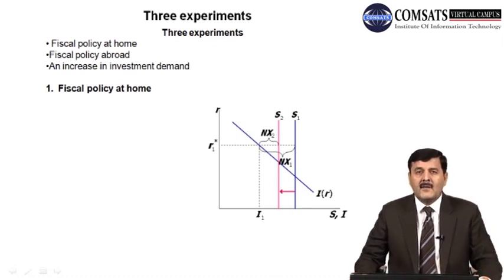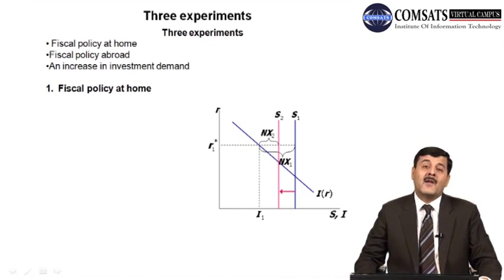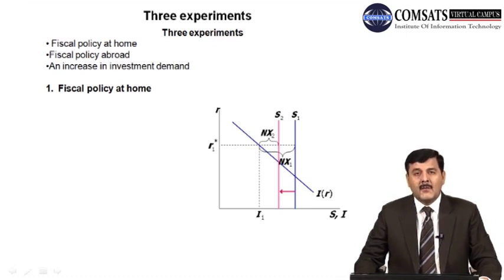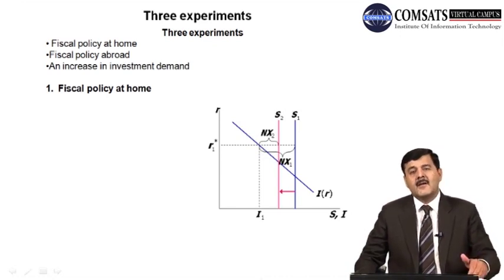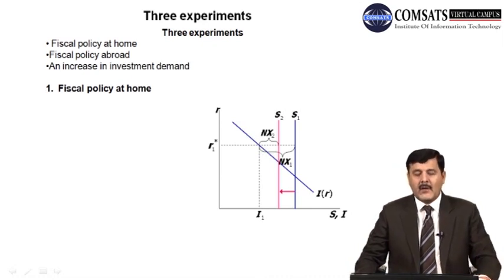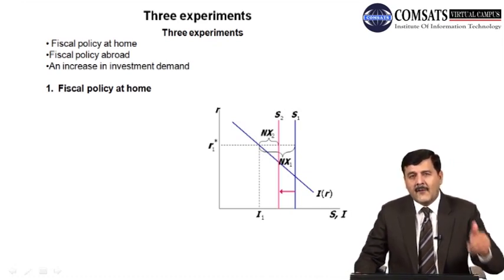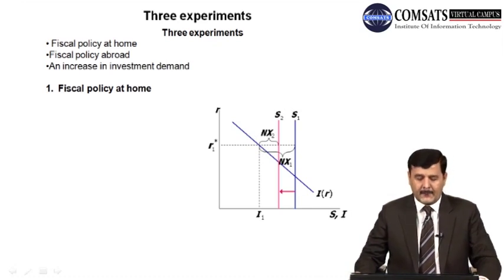And the third experiment jiski hum baat karenge, that is increase in investment demand. If there is an increase or change in investment demand, what will happen to the loanable funds market? To teen experiments ka effect dekhenge hum loanable funds market pe. Pehla kya hai? We'll talk about the effect of fiscal policy at home, then fiscal policy abroad, and the third is increase in investment demand. To in teen experiments ko ek ek karke hum dekhte hain aur samajhne ki koshish karte hain ki kis tarah se ye experiments effect kar sakte hain loanable funds market ko.